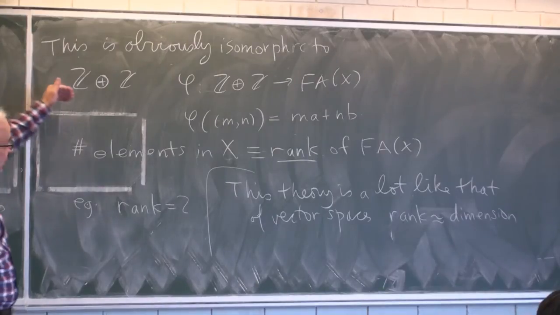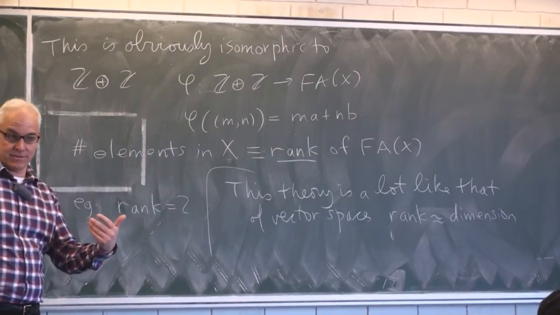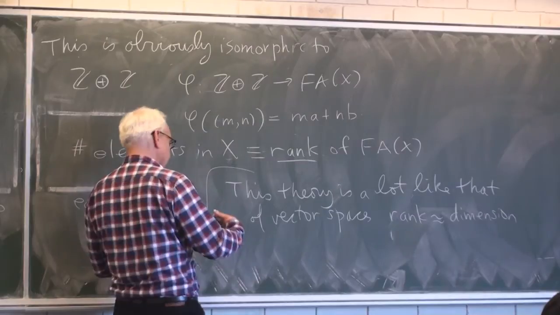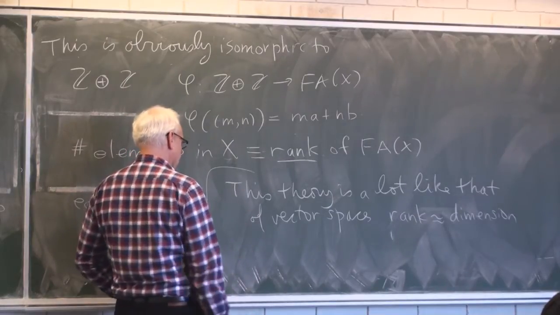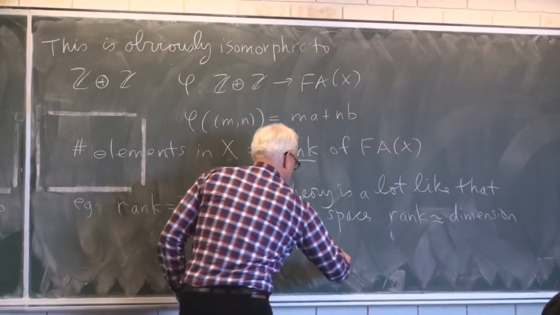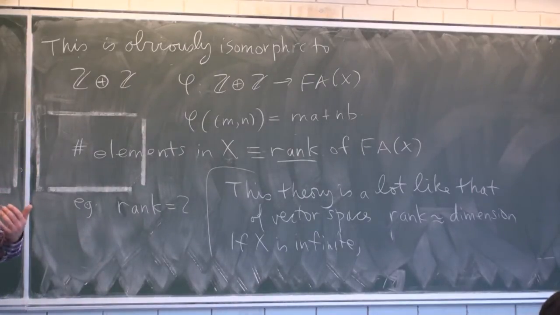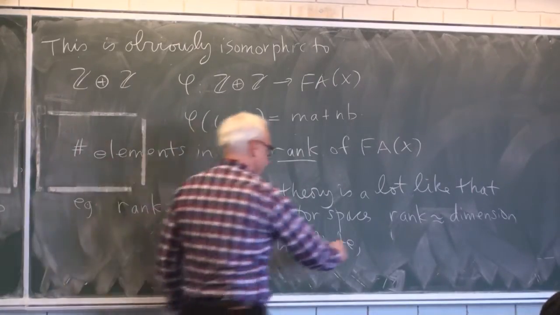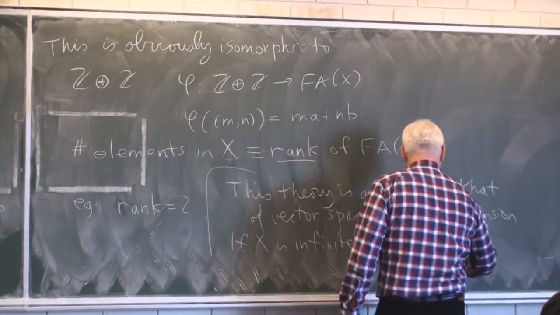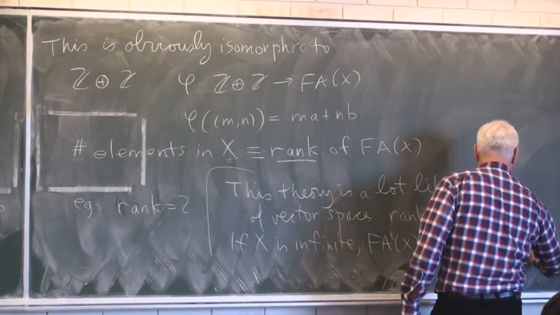It's also possible to consider free abelian groups where the set X is itself infinite. Okay, that's also possible. A little bit more delicate in terms of establishing the foundations of it, but it's still possible to consider that. So if X is infinite, we still consider only finite linear combinations. So FA of X consists of finite linear combinations.